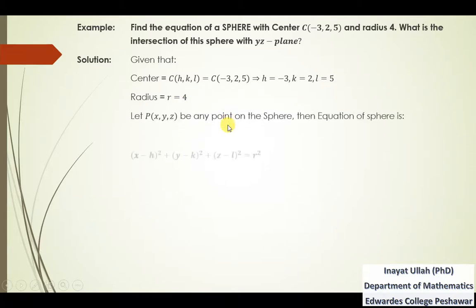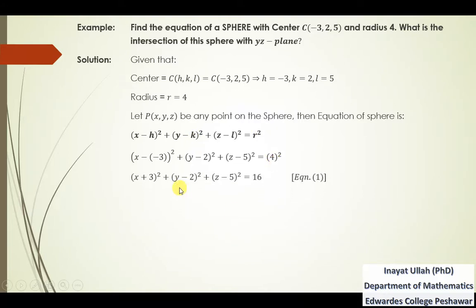So this is the equation of a sphere. Replacing h by its own value, k by its own value, l by its own value, and r by its own value, whenever we replace h, k, l, and r, we obtain the equation of the sphere. This is the equation of this sphere. Now the second part of this question is, what is the intersection of this sphere with the YZ plane?